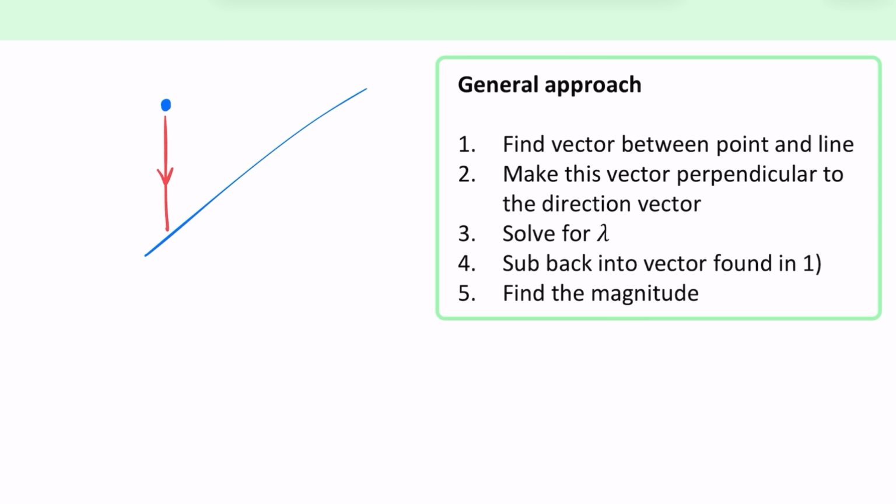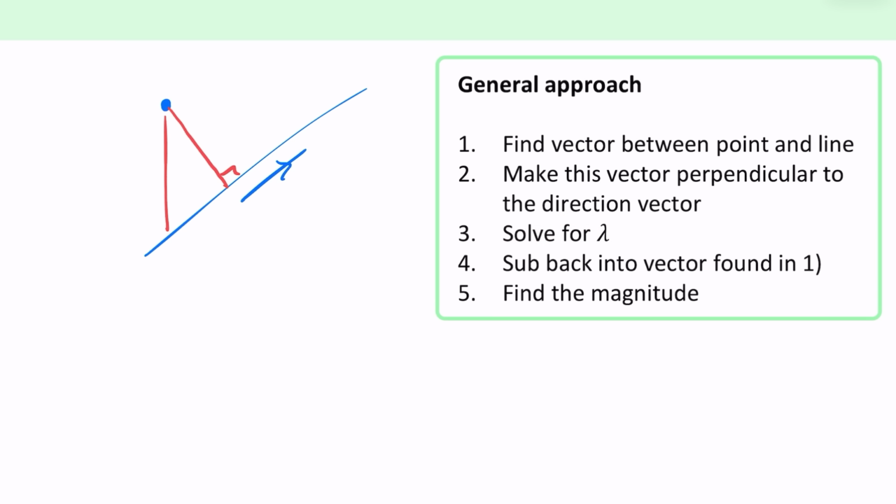We are then going to try and make, it doesn't matter about the direction, whether it's that way or that way, by the way, although I think it doesn't matter. We're then going to make this vector perpendicular to the direction vector. In other words, we're going to make this red vector be perpendicular to the direction of the line. Because if they are perpendicular, then this here is the closest that it can get, it's the shortest distance.